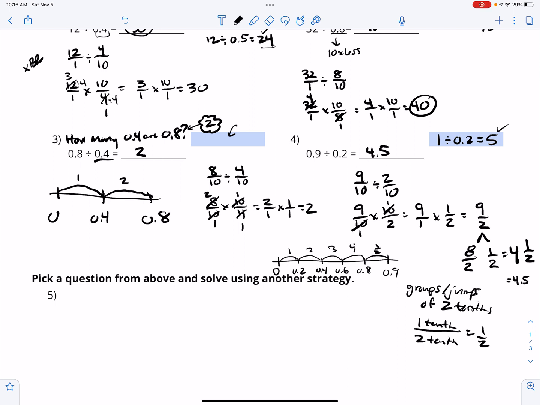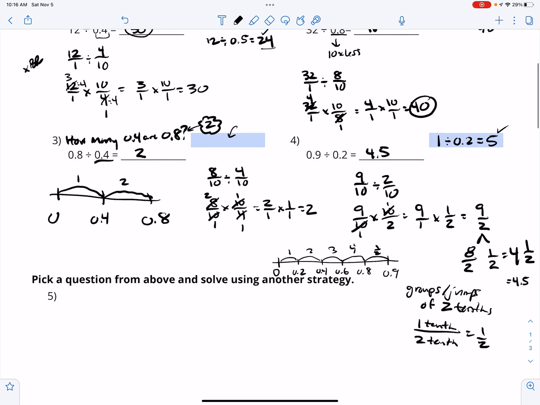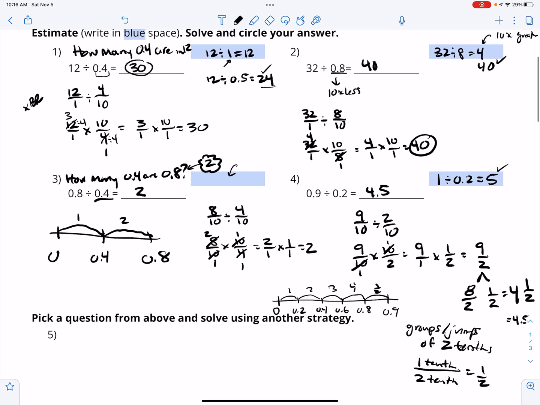So pick a question from above and solve using another strategy. I seem to have already done that for 3 and 4, but you know what? I might as well. Let's see, do it again. I think for this one, question number 1, I feel like I did too much work there. And I'm going to try to use place value language for number 1.